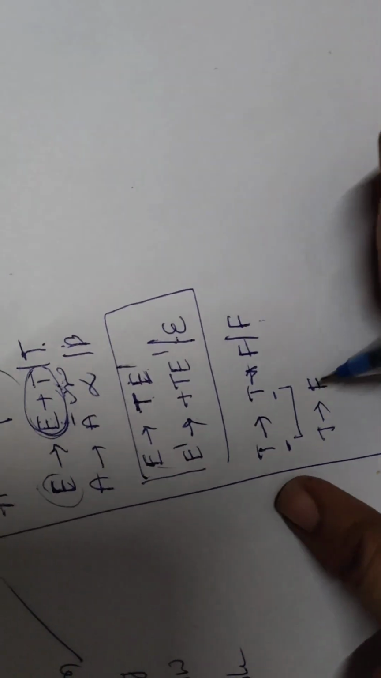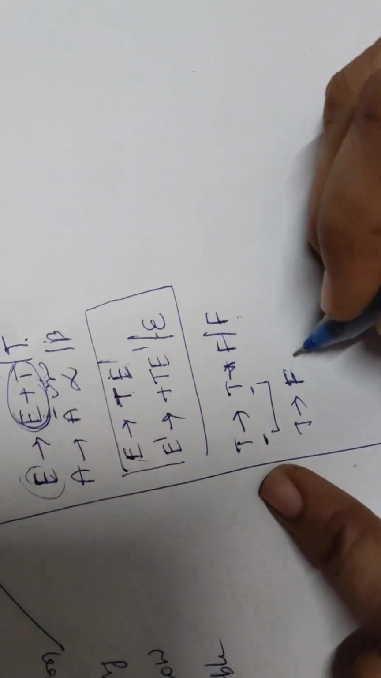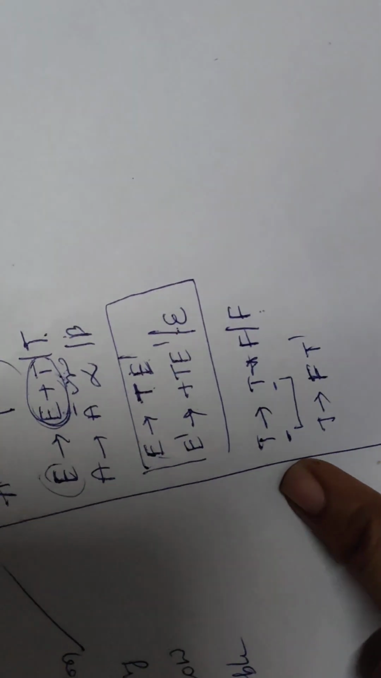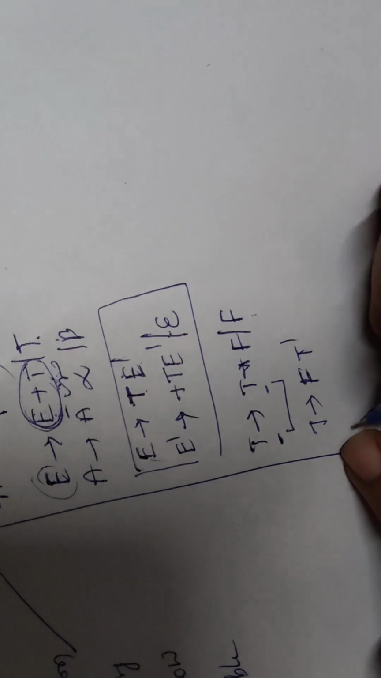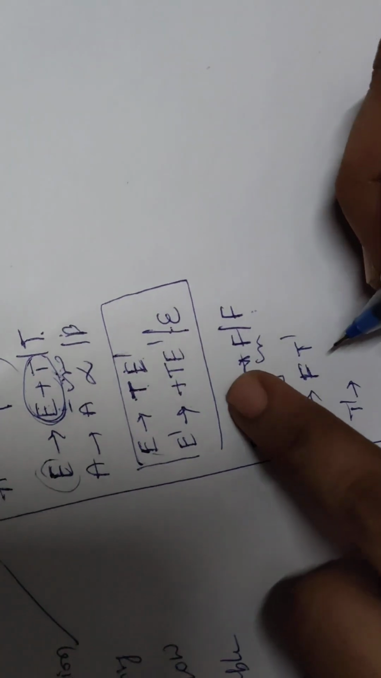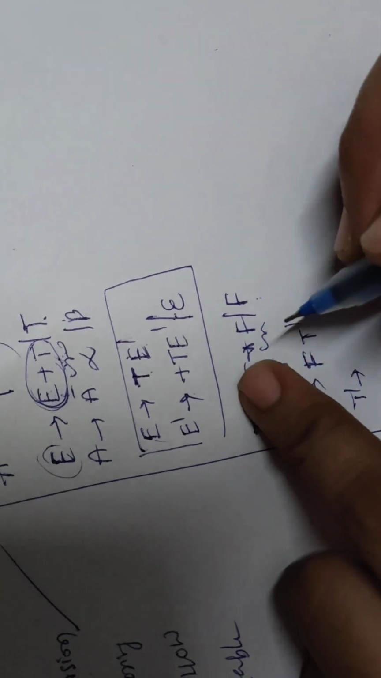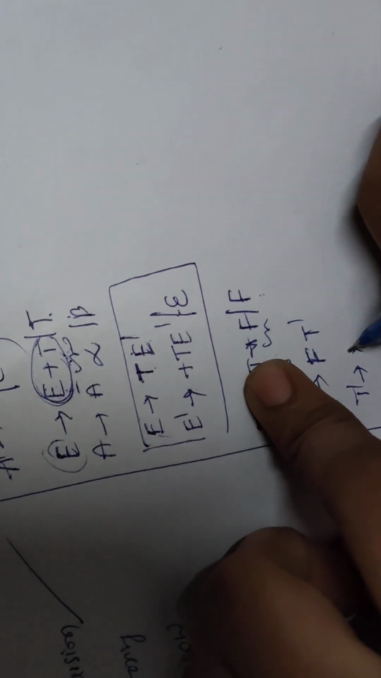So we need to introduce a new non-terminal, that is the starting symbol with a dash, T dash. Next, for this T dash we need to calculate the production. So what remaining production do we need to write, right? T has left recursion, so just remove it and write the remaining, star F.